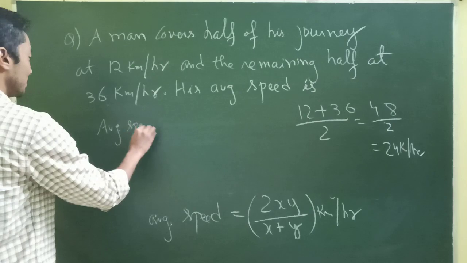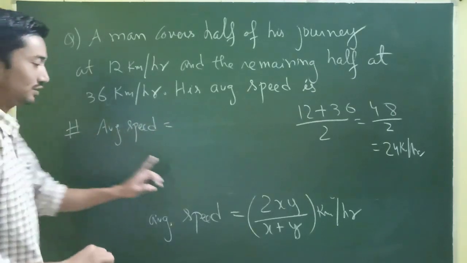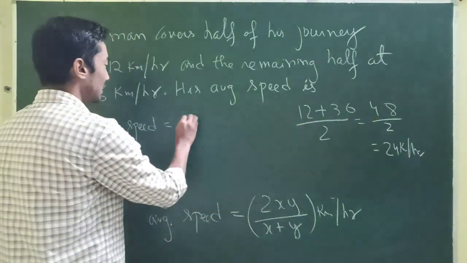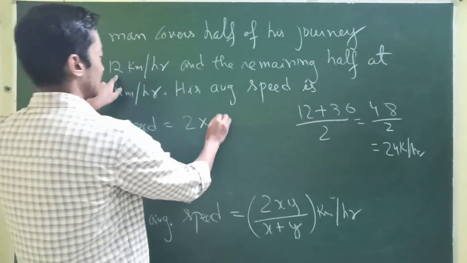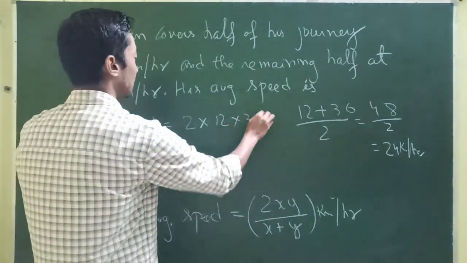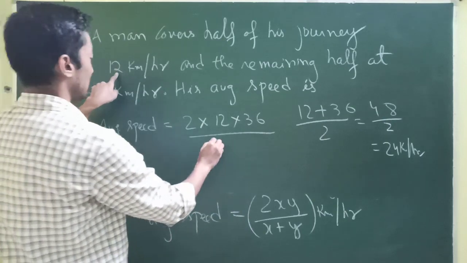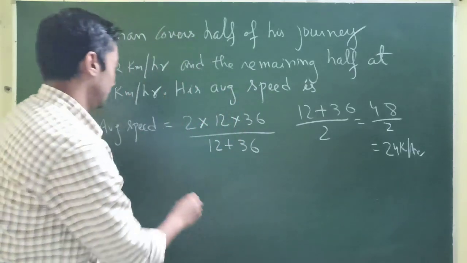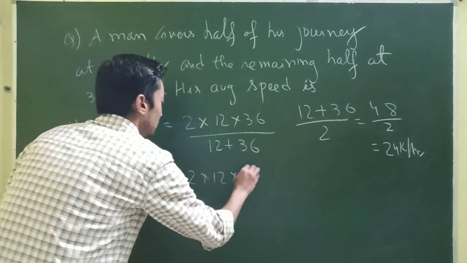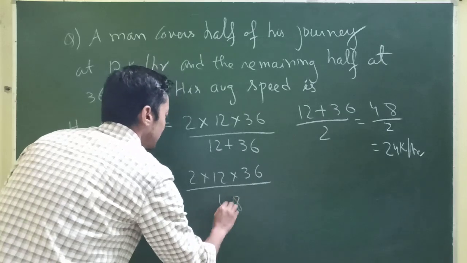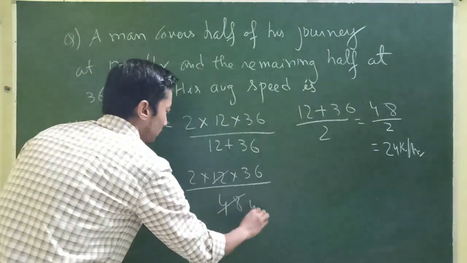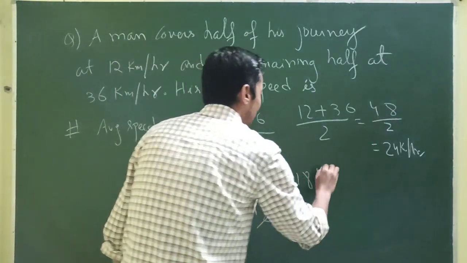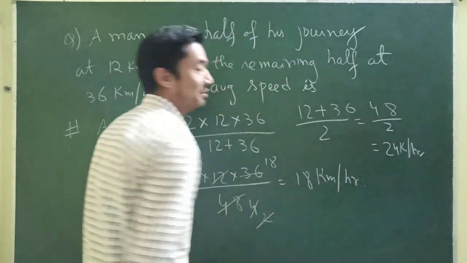Because now, next time when you sit for the examinations, you know that we have this formula which we are supposed to use in conditions like this. So let's see, 2 into x, what was x? Let's say 12, into y, 36, divided by x plus y, 12 plus 36, okay? Then that will be 2 into 12 into 36 divided by 48. So the answer was 18 kilometers per hour.